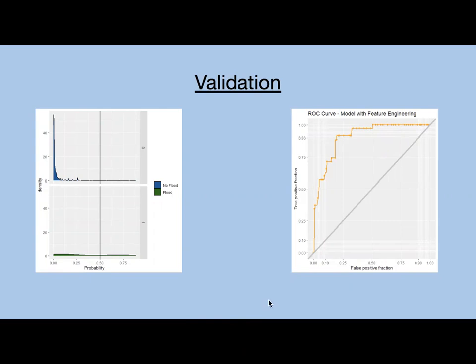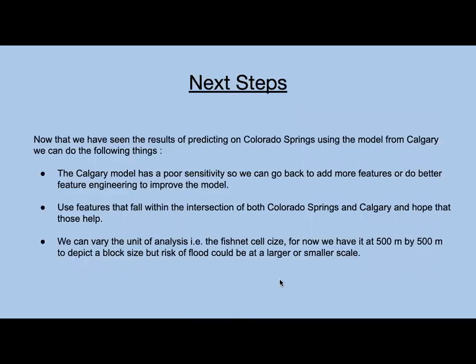As we see and we have learned what the data does, the next steps that we think about is that the Calgary model has a poor sensitivity, and we can go back and add more features or do better feature engineering to improve the model. We can also add more features that are present in both Colorado and Calgary and hope the model does better.